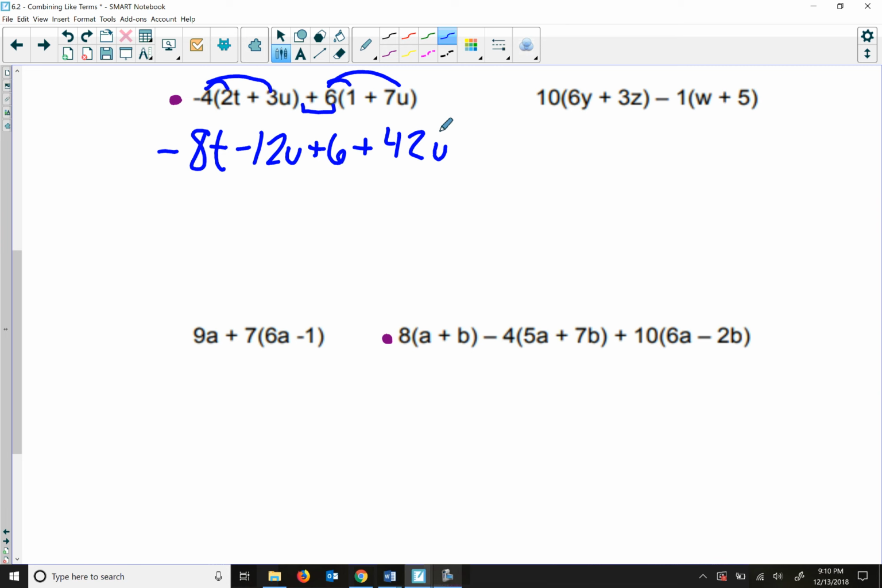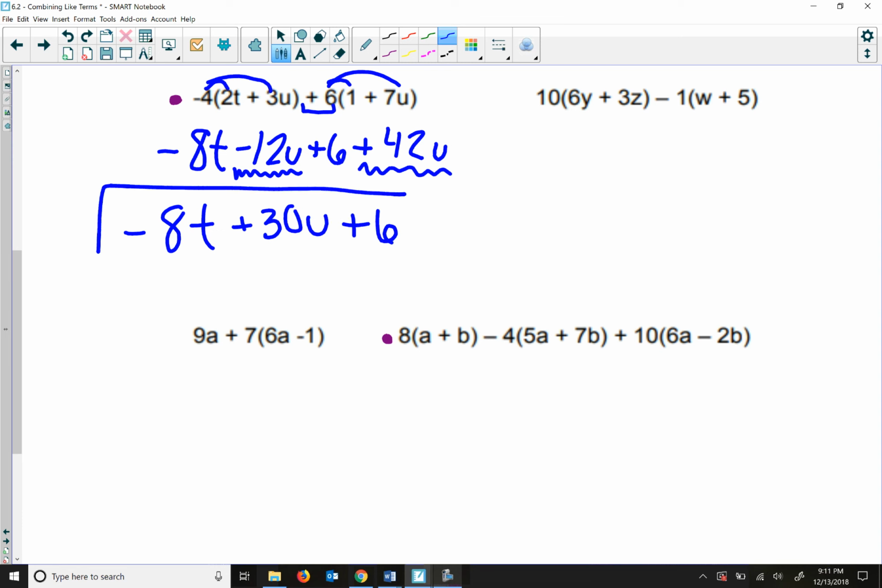Okay, now we've got to search for those like terms again. I don't see any other t's, so I think that -8t is the only one. Negative 12u and 42u. Okay, so if I start writing out my answer, I've got negative 8t. If I combine those u's, negative 12 plus 42 turns out to be plus 30u, and then plus 6. So there's my answer.